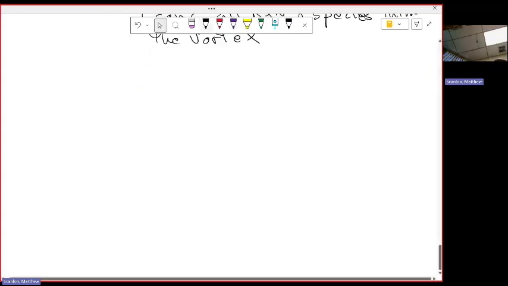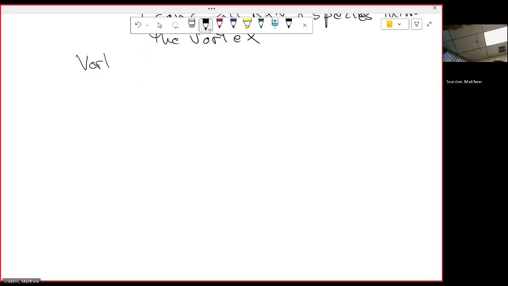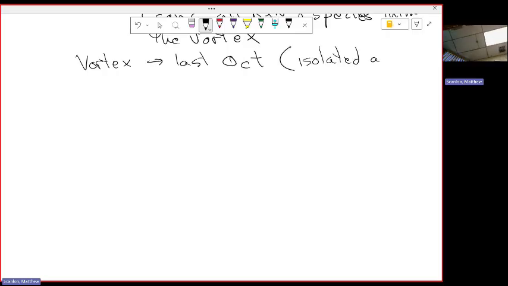The other thing is, the vortex is going to last well into October, which means we're going to have isolated air, and we're going to have light hitting this vortex because it's become springtime. Springtime starts at the end of September.